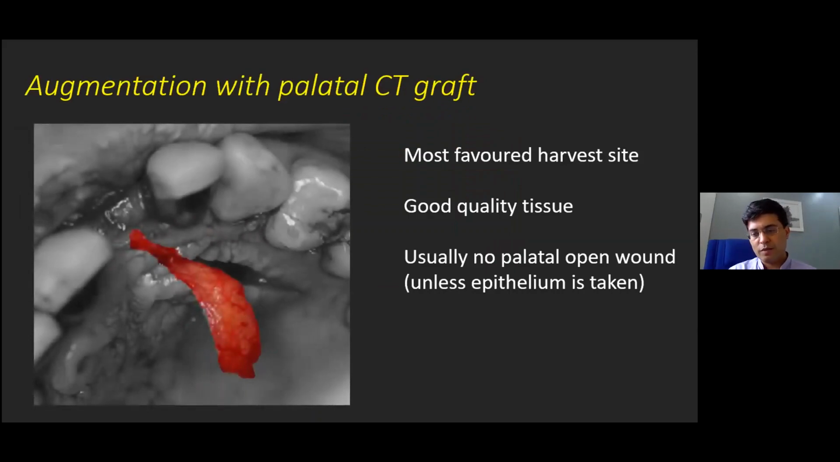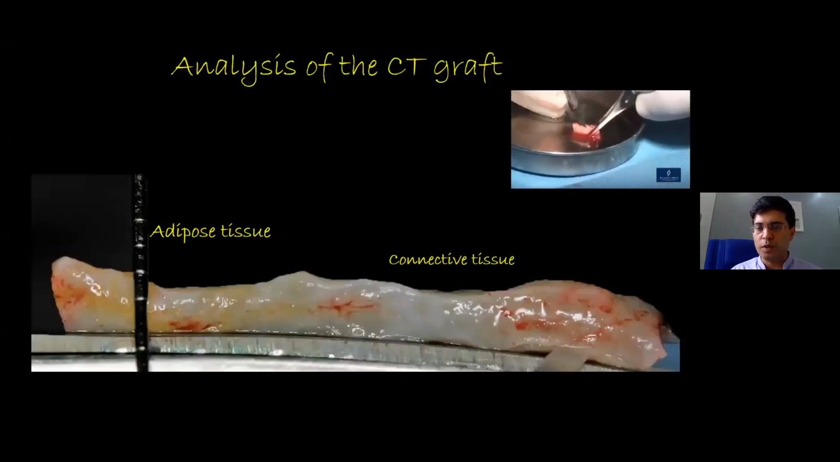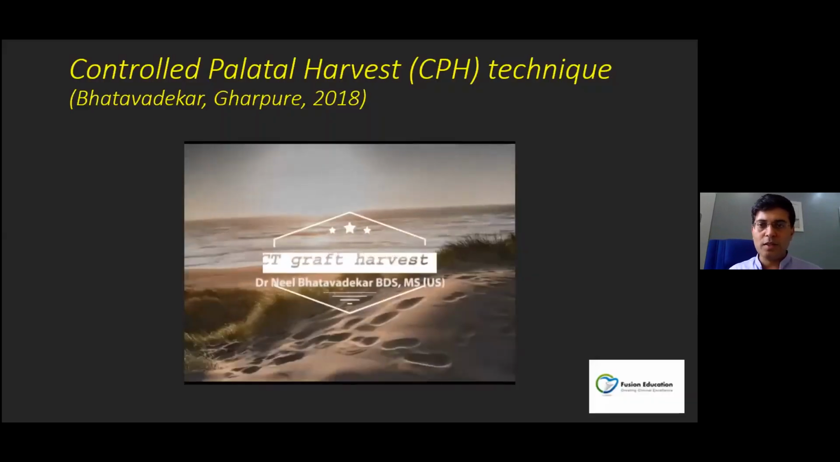The most common site from where we take soft tissue is the palate, and the palatal harvest is something which we have also researched, and we have gone through various protocols to see which one works best in my hands. I will share with you something called the CPH technique, the controlled palatal harvest technique, which I again have published recently, and I'll share with you a video as to how that is done. I think that makes it much easier and more predictable to harvest soft tissue compared to what we used to do before. So this is the video which shows us going to the palate.